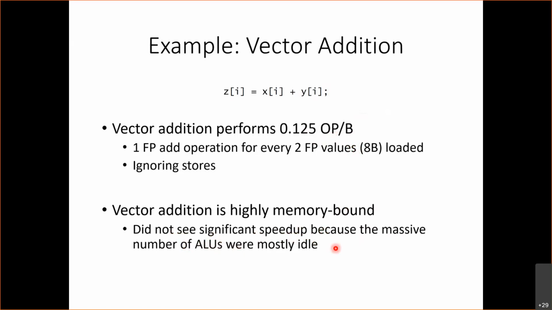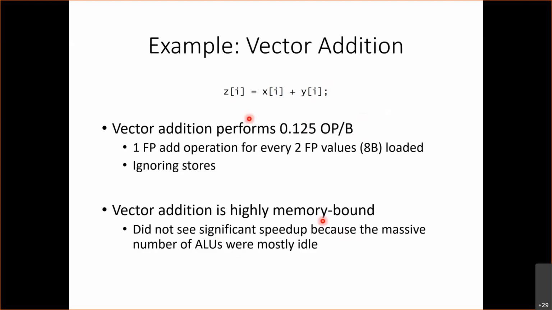We have this massive number of ALUs that we added, but the application is limited by the global memory bandwidth, so these ALUs are not doing useful work most of the time. So this is why, if you remember, when we looked at other computations, we saw that they were actually giving us more speed up. And this is the explanation for that.